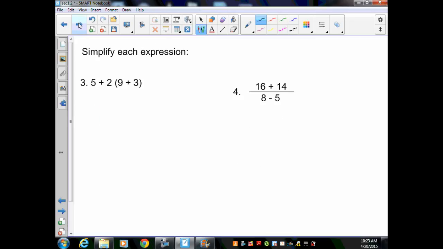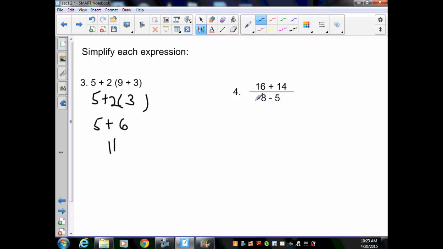Again, I want to simplify. Here I have a set of grouping symbols, so I want to copy everything down. Bring down my 2. And then I work inside my grouping symbols first. 9 divided by 3 is 3. I bring down my 5, plus 2 times 3 is 6. 5 plus 6, 11.